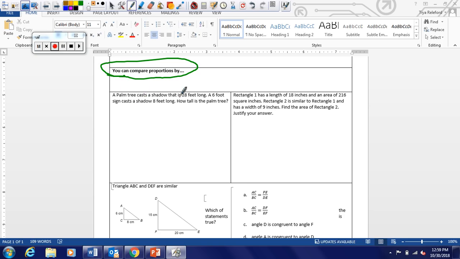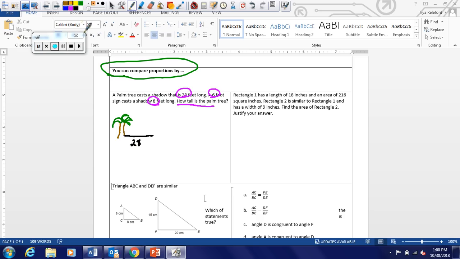Alright, a palm tree casts a shadow that is 28 feet long. A 6-foot sign casts a shadow that is 8 feet long. How tall is the palm tree? I actually really like these problems. So you've got a palm tree. Woo! And it has a shadow. The shadow is 28 feet.